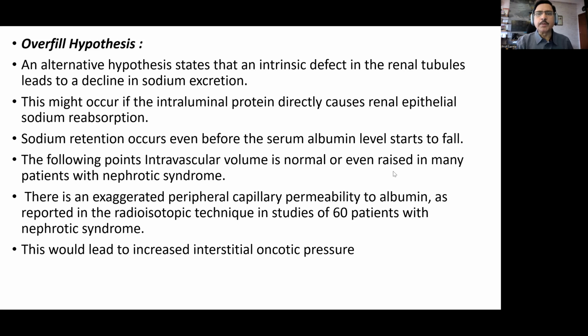The intraluminal protein directly causes renal epithelial sodium reabsorption, and sodium retention occurs. There are two things. One, there is a protein in the lumen of the tubule. Normally, there is no protein in the lumen of the tubule. This protein helps the sodium to get reabsorbed. So there is an increase in reabsorption, and that means decreased excretion of the sodium. That means there is sodium retention. Sodium retention causes water retention and causes edema.